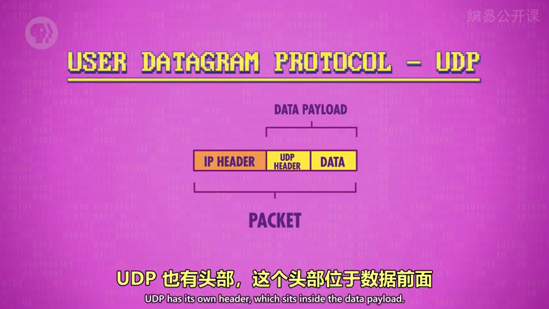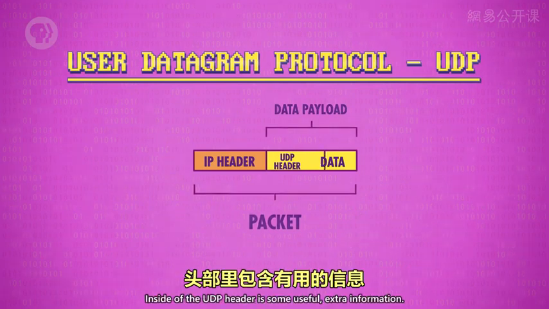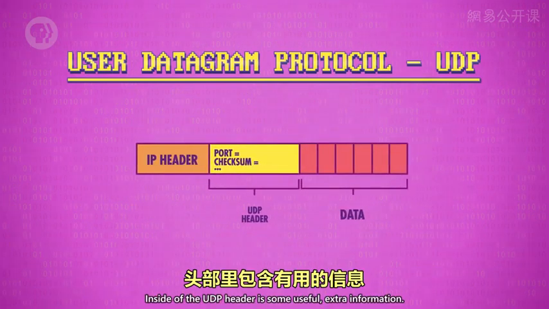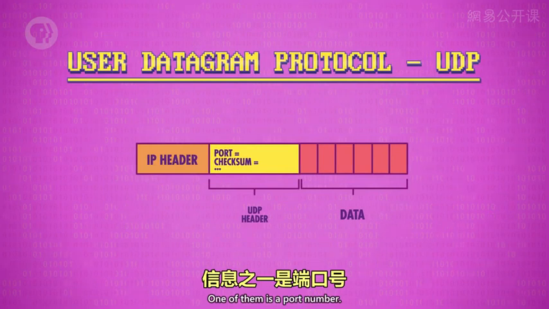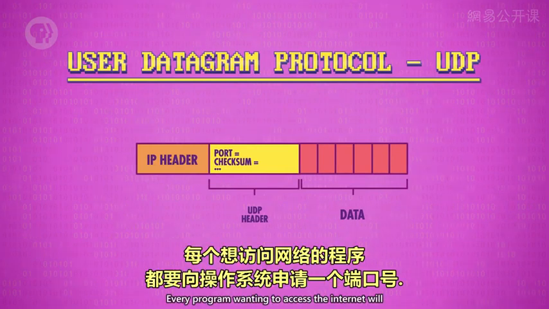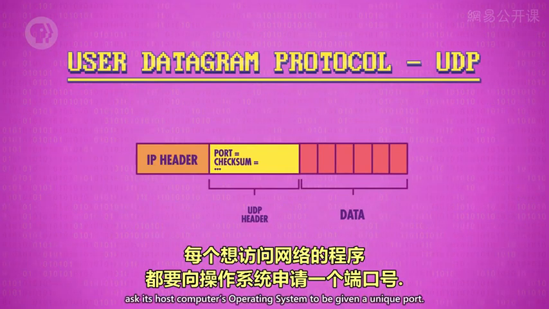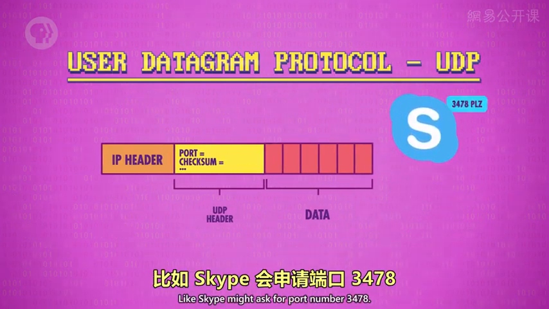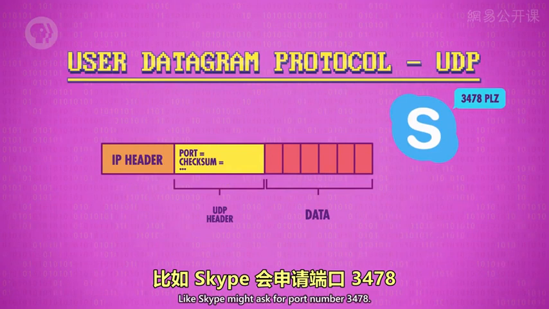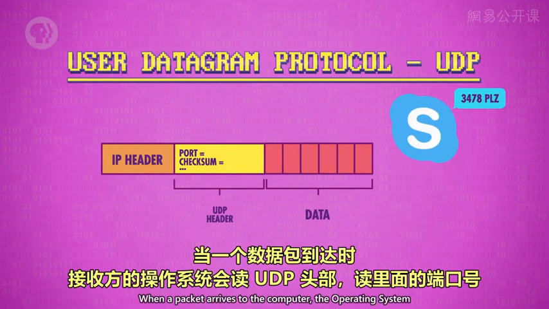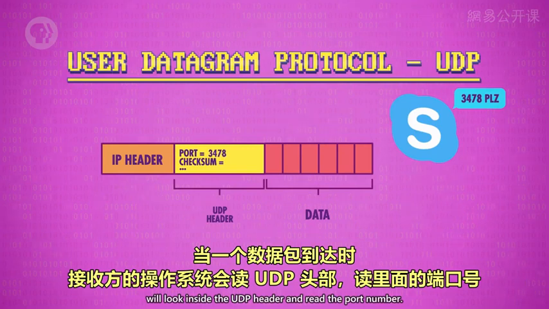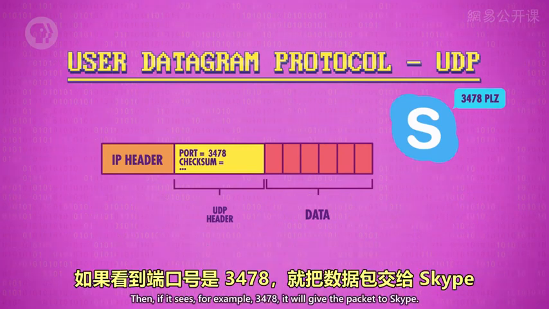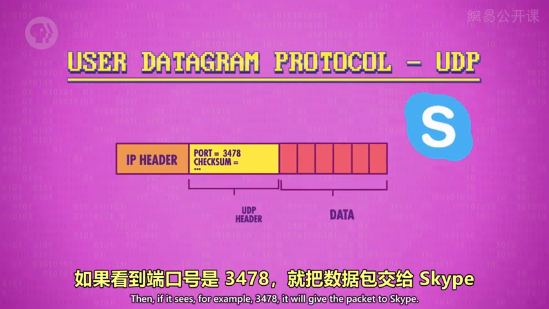UDP has its own header, which sits inside the data payload. Inside of the UDP header is some useful extra information. One of them is a port number. Every program wanting to access the internet will ask its host computer's operating system to be given a unique port, like Skype might ask for the port number 3478. When a packet arrives to the computer, the operating system will look inside the UDP header and read the port number. Then, if it sees, for example, 3478, it will give the packet to Skype.